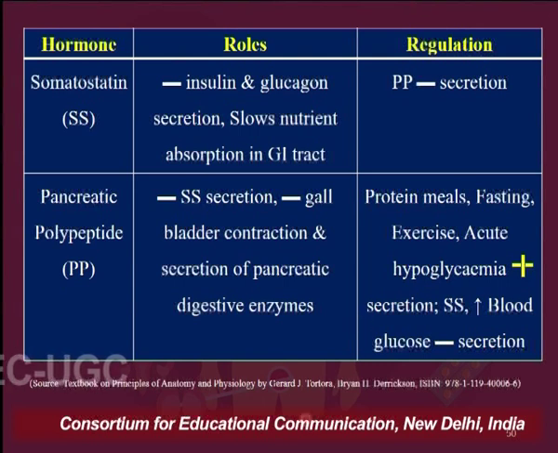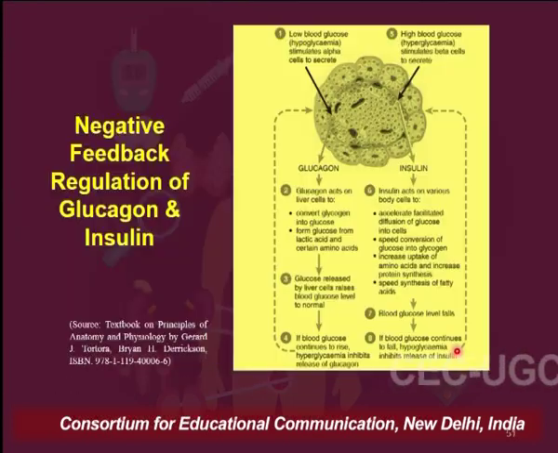So what is the function of pancreatic polypeptide is clear, but now how does it get regulated? Whenever there is intake of protein meals, fasting, exercise or acute hypoglycemic levels in the blood, it will stimulate the secretion of pancreatic polypeptide. On the other hand, whenever there are increased glucose levels, it will lead to the inhibition of pancreatic polypeptide. Other than that, somatostatin also inhibits the secretion of pancreatic polypeptide.